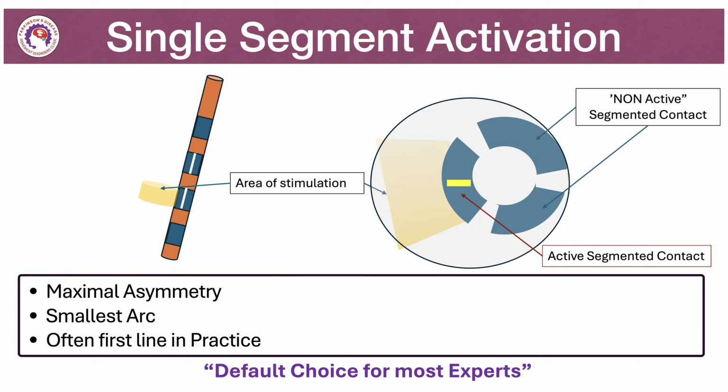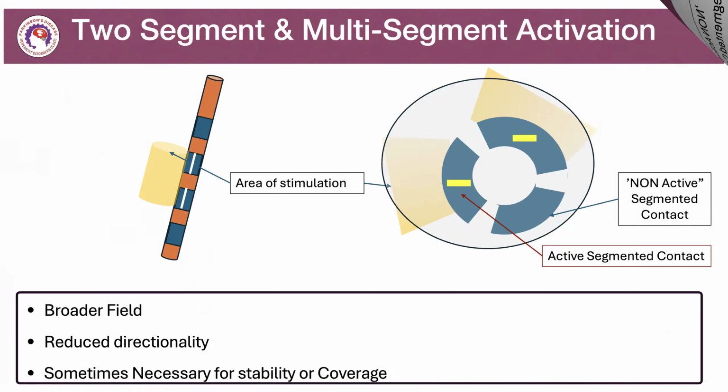You can see in the example how it is done by switching off the two other non-active contacts, and the target area is much more covered if the stimulation is managed like this. So this helps in maximal asymmetry and improves the smallest arm. It is the default choice for the first step in directional lead management or directional stimulation.